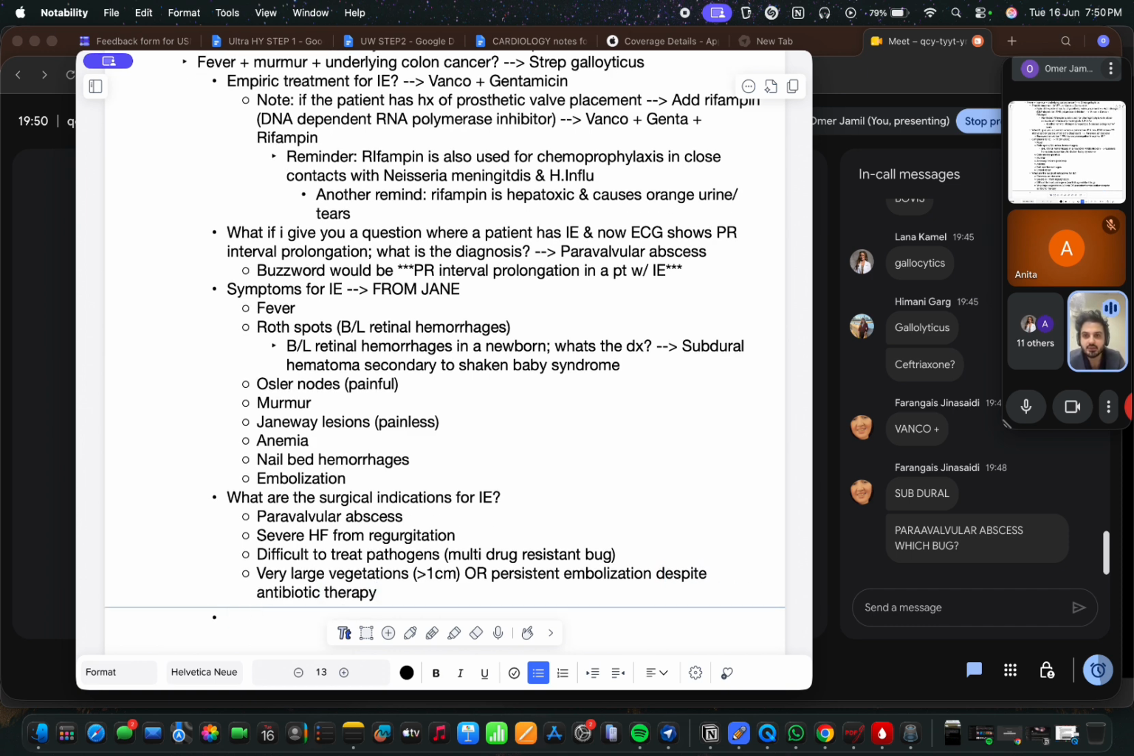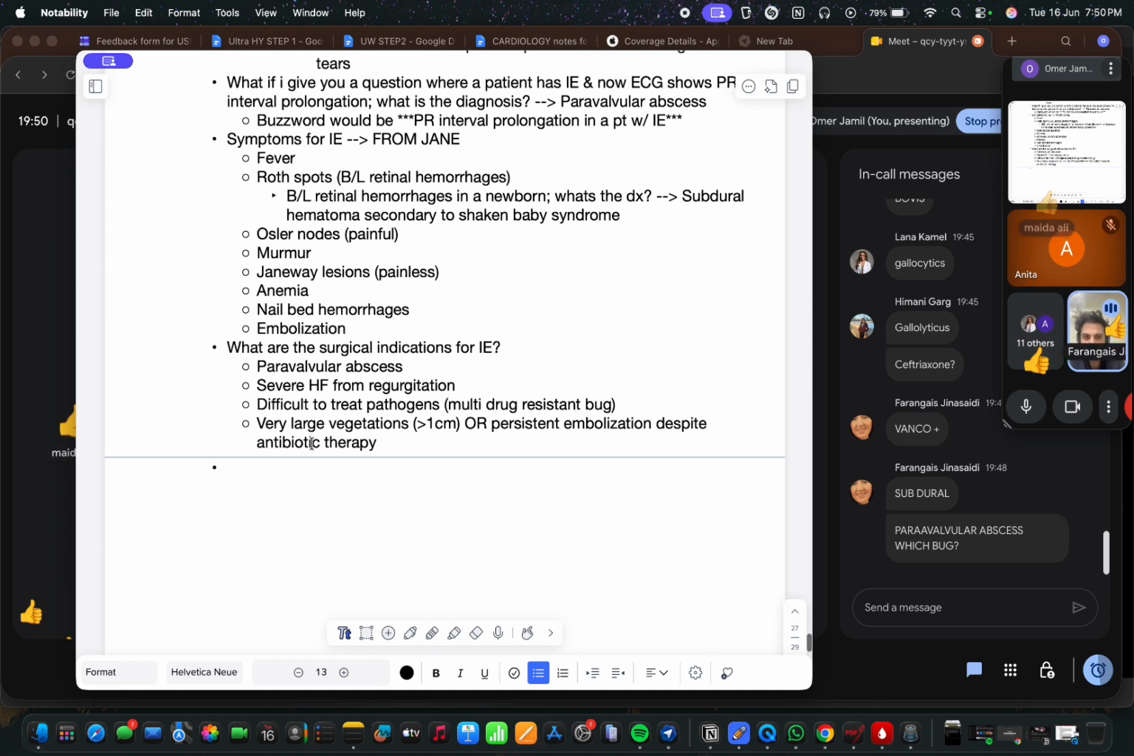Okay, is this endocarditis clear? Is this clear? Okay. Then another thing I want to bring to your attention. How do you differentiate infective endocarditis from Libman-Sacks endocarditis? Anyone? Okay, tell me what.